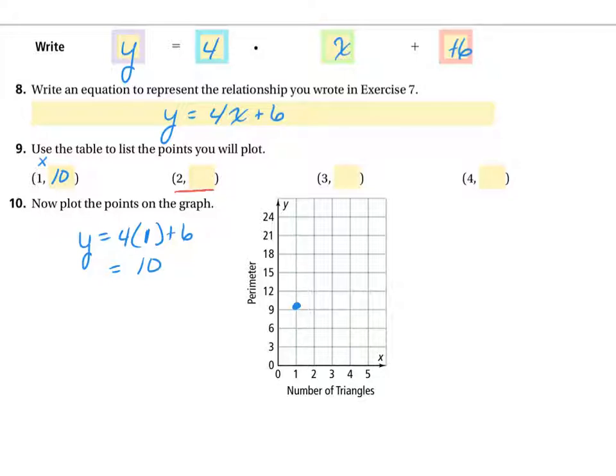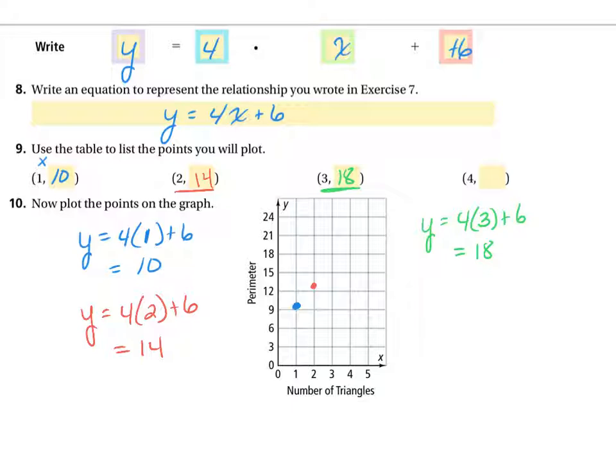For the next value, we have 2. Put the 2 in for the x. 4 times 2 is 8. 8 plus 6 is 14. So that gives our next point as (2, 14). Plot that as well. Our third point has an x value of 3. So we'll put that in the x spot. 4 times 3 is 12. 12 plus 6 is 18. So that creates the point (3, 18).